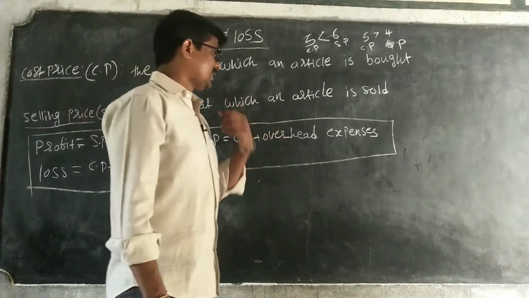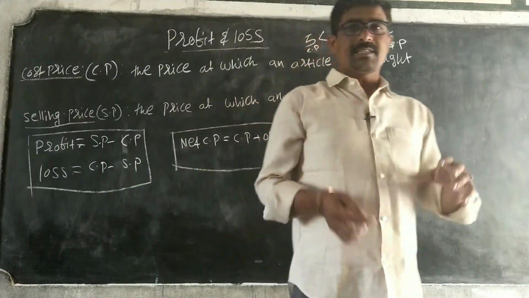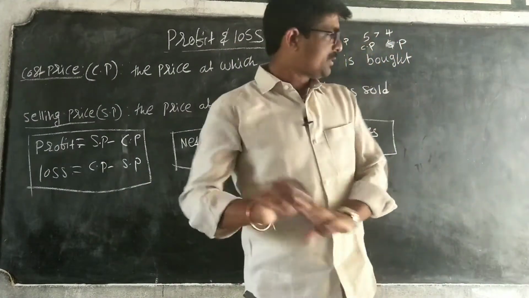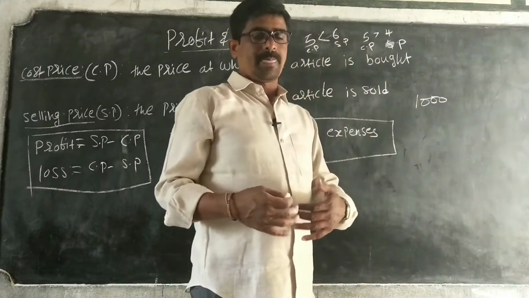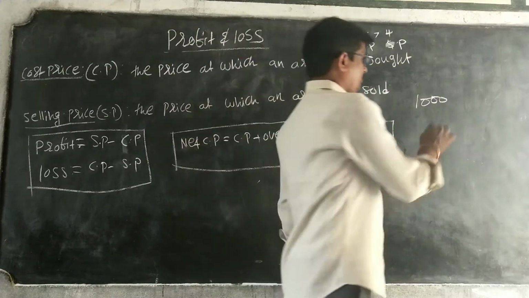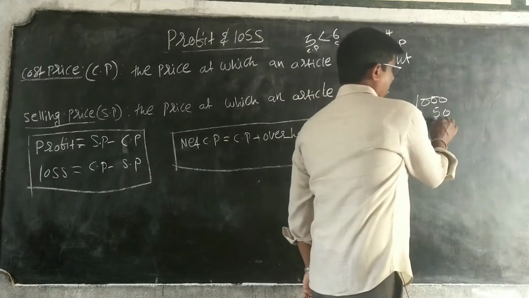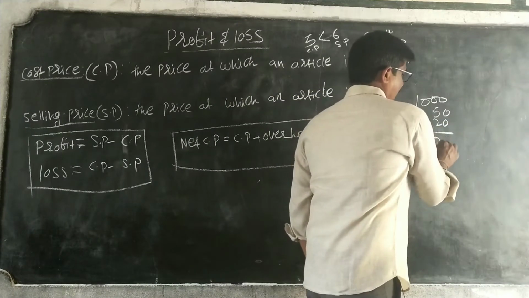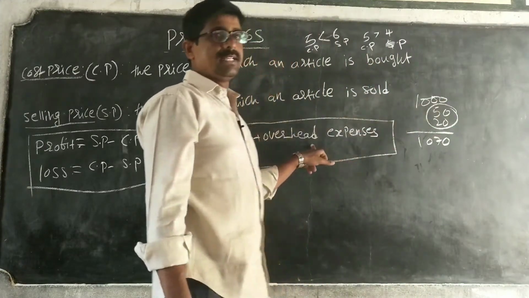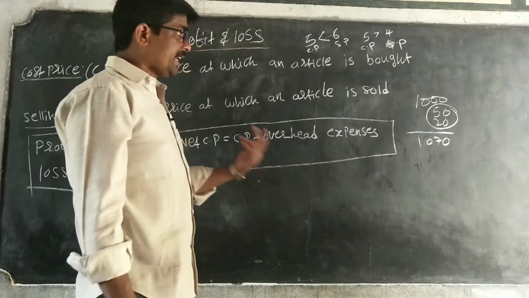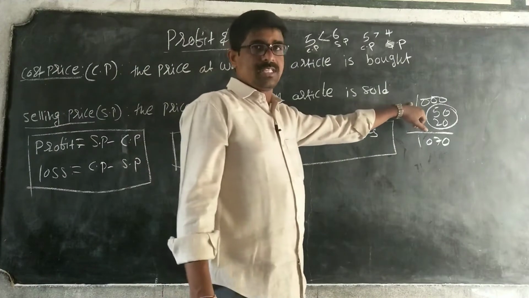Next, overhead charges. What are overhead charges? For example, I purchase some goods for 1,000 rupees. Then transportation is 50 rupees, and again they charge 20 rupees for Hamali. This total is 70 rupees, and these 70 rupees are called overhead charges. So what do we treat as the cost price? The 1,070 is the cost price. We won't take 1,000 as the cost price.